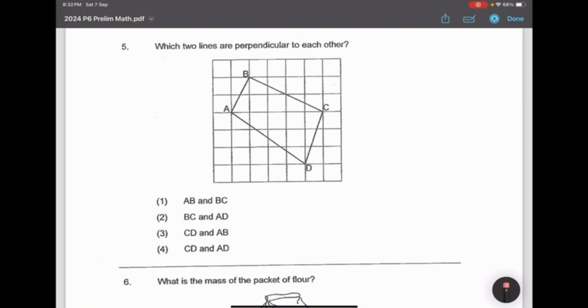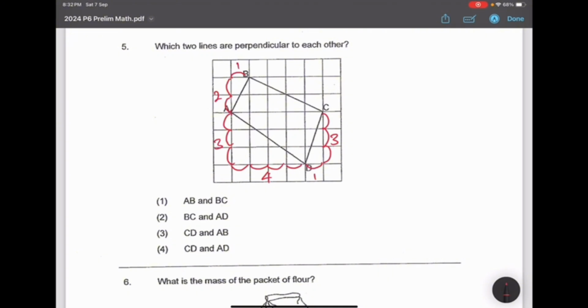So let's look at AB first. For AB, we have 1, 2, and 1. Alright, let's look at AD right now. Okay, 1, 2, 3. 1, 2, 3, 4. So we have 3 over here, 4 over here. For AB, we have 2 and 1. For DC, we have 1 on this side, 1, 2, 3 on this side.